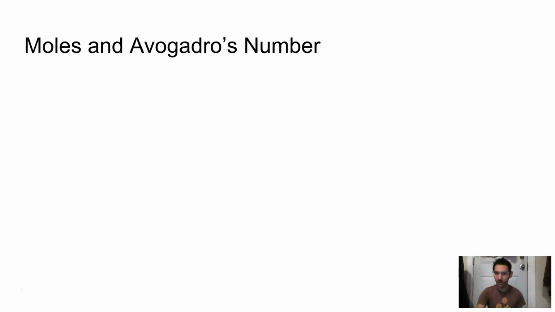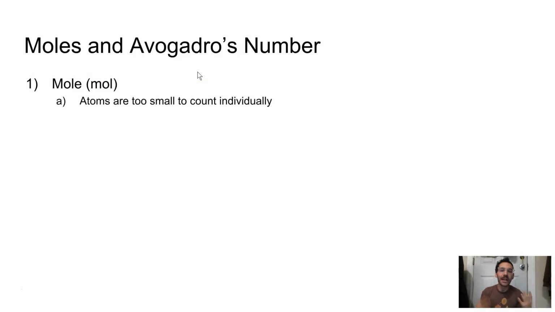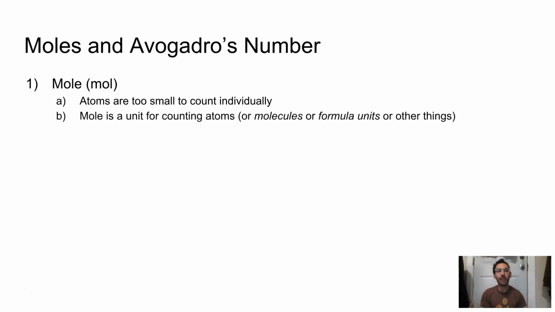So the mole and Avogadro's number. Well, the mole is a unit that we use, which we abbreviate mol. I don't know, getting rid of the E saves a little bit of time. It's worth it. And so we use this unit because atoms are too small to count individually. They're so tiny that we cannot visualize them with traditional forms of microscopes. And so the mole is a unit for counting atoms, or molecules, or formula units, or other things that are very tiny.